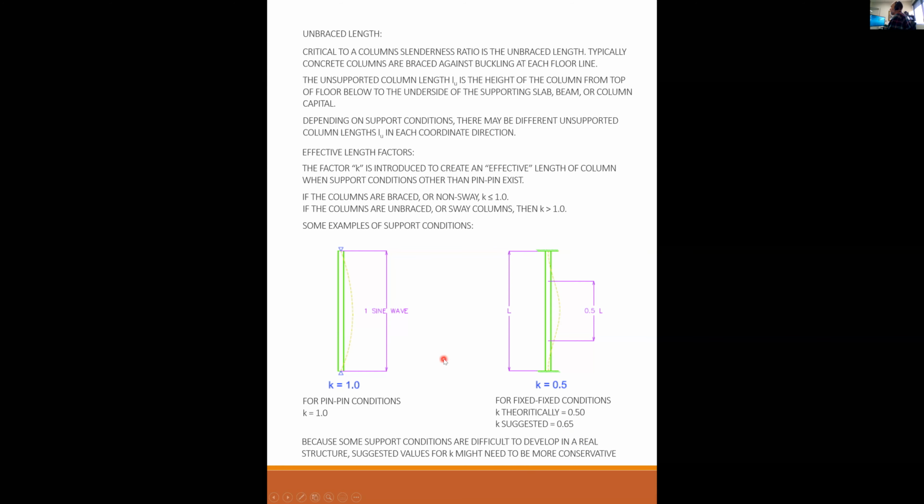Because some support conditions are difficult to develop in a real structure, suggested values for K might need to be more conservative. If you have fixed-pin, then theoretically you have a 0.7 effective length, and it's suggested maybe to use a 0.8. Braced frame columns can always conservatively use K equal to 1 without further analysis. So if you're not sure exactly what you have, if that column's braced, you can always use 1. 1 is always conservative.